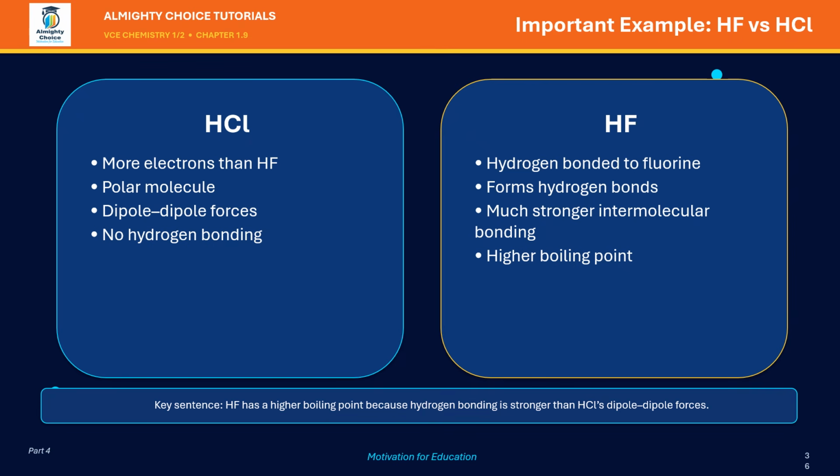Hydrogen fluoride and hydrogen chloride is a key comparison. HCl has more electrons than HF and is polar, so it has dipole-dipole forces. However, HF has hydrogen bonded to fluorine, so HF forms hydrogen bonds. Hydrogen bonding is much stronger, so HF has a higher boiling point than HCl.